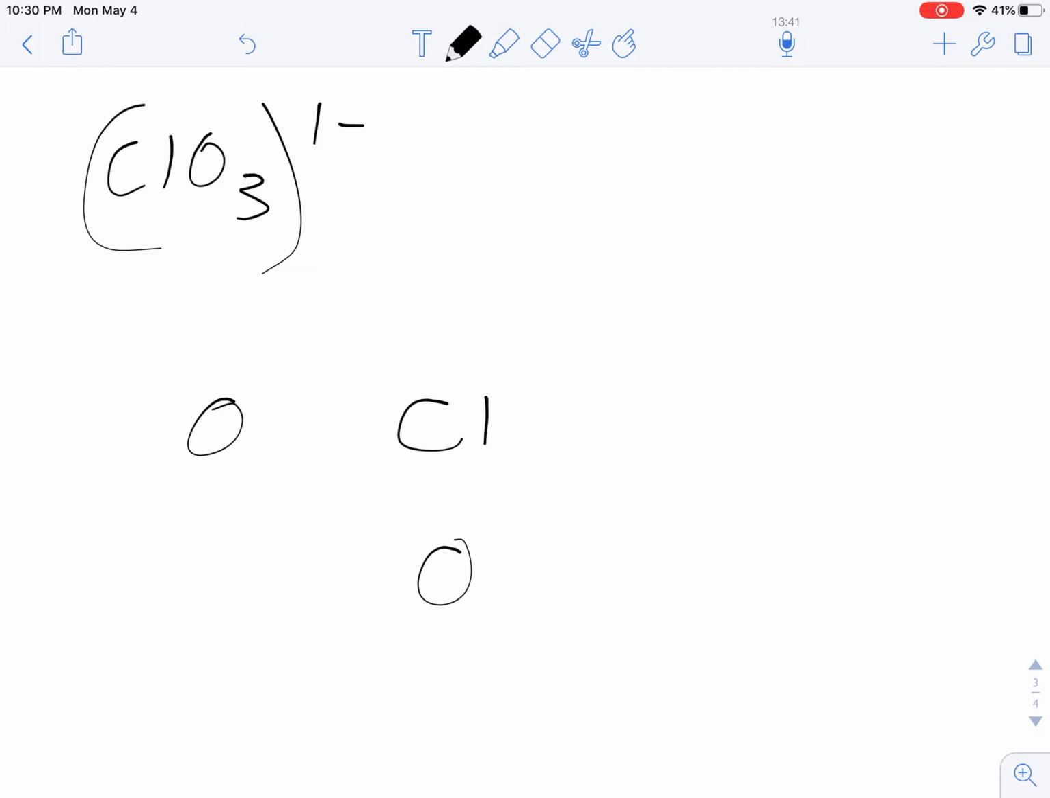How about we do, yeah, it's a little bit more advanced, but let's do nitrate, or let's do chlorate. All right. So now we've got a charge up in the upper corner. All right. So the chlorine goes in the center. I got 3 oxygens that go around it.